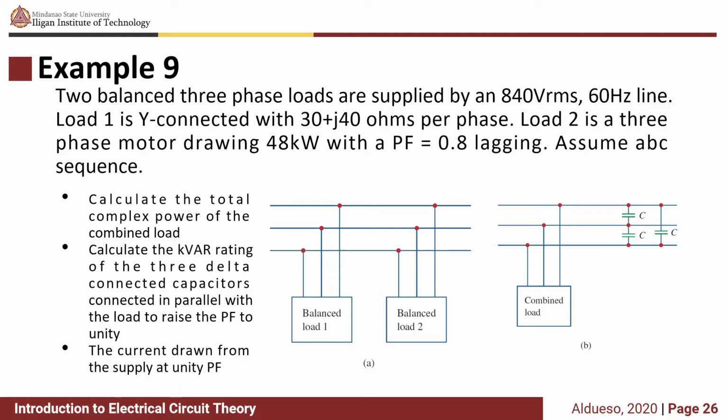Next, calculate the kVAR rating of the three delta-connected capacitors connected in parallel with the load to raise the PF to unity. And lastly, the current drawn from the supply at unity PF.